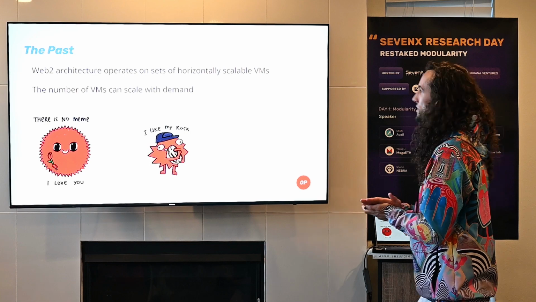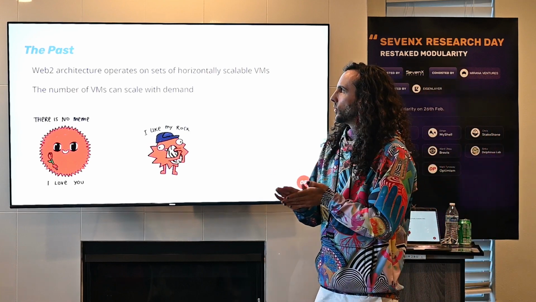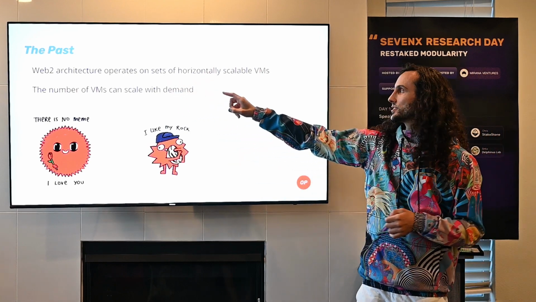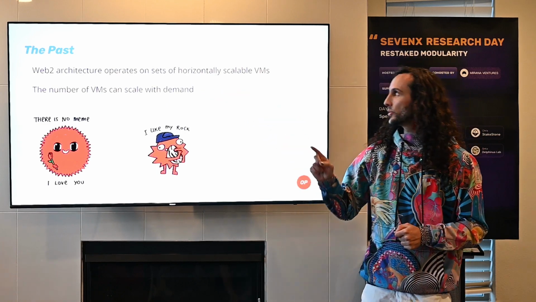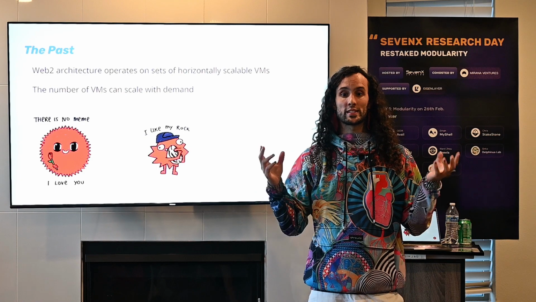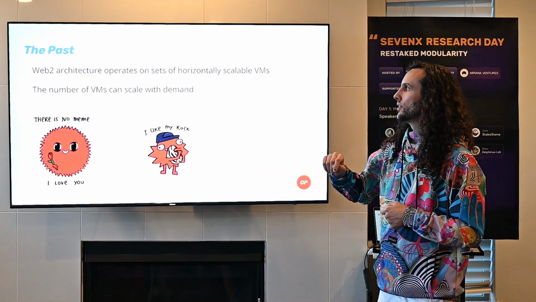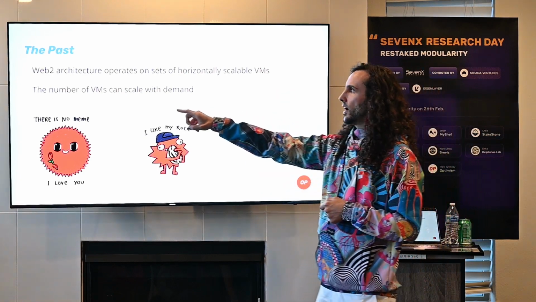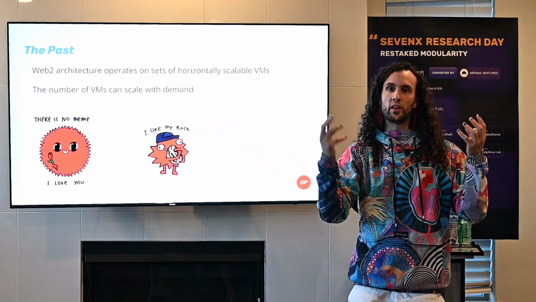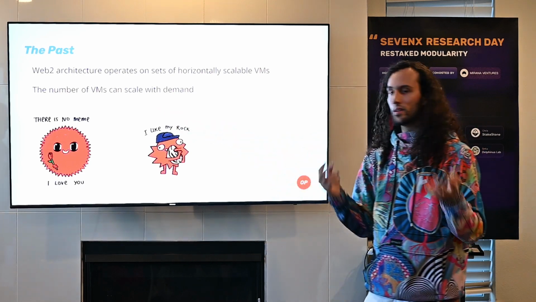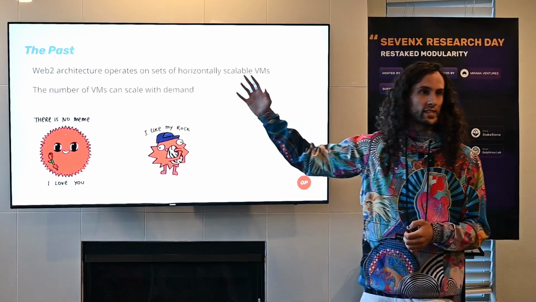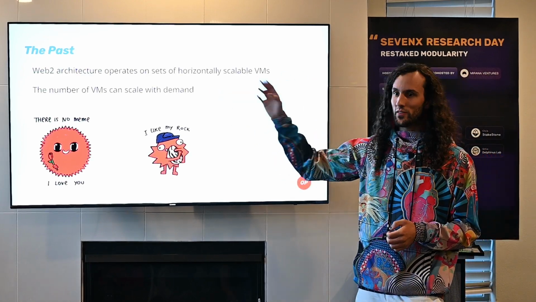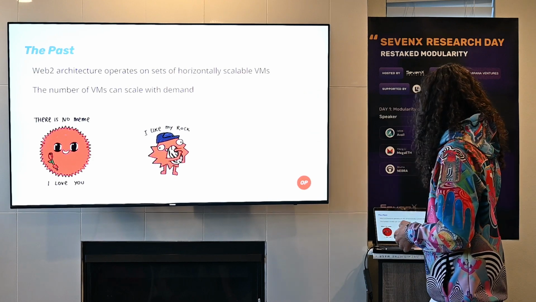Okay, cool. This is the past. Web 2 architecture operates on a set of horizontally scalable VMs, and we have the ability to scale up the number of VMs with demand. This is how we're able to service the entire world with our services.